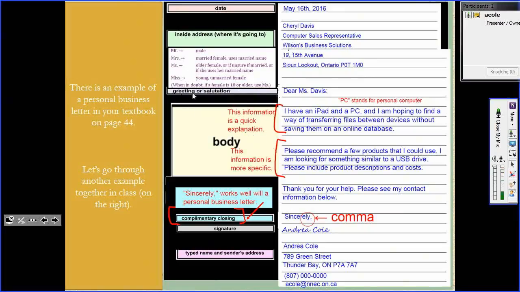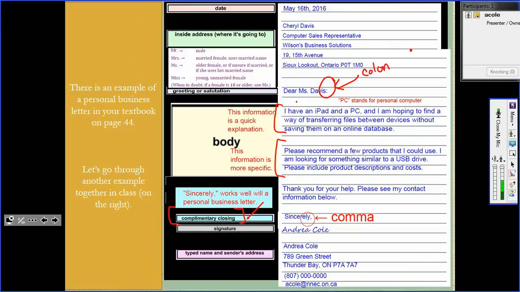And then you have something called a greeting or salutation. So I have Dear Ms. Davis here. And something really important here is that you always put a colon after your salutation, right?